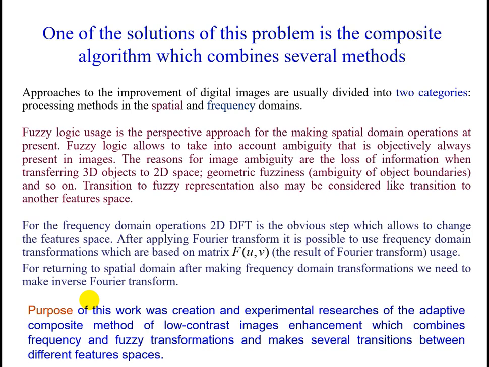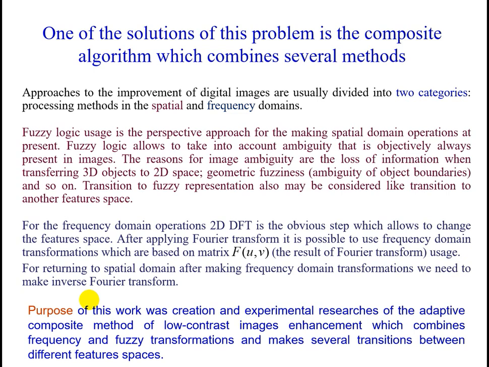Approaches to the improvement of digital images are usually divided into two categories: processing methods in the spatial and frequency domains. Fuzzy logic usage is a promising approach for spatial domain operations at present. Fuzzy logic allows taking into account ambiguity that is objectively always present in images. The reasons for image ambiguity are the loss of information when transferring 3D objects to 2D space, geometric fuzziness, ambiguity of object boundaries, and so on. Transition to fuzzy representation may also be considered a transition to another feature space.